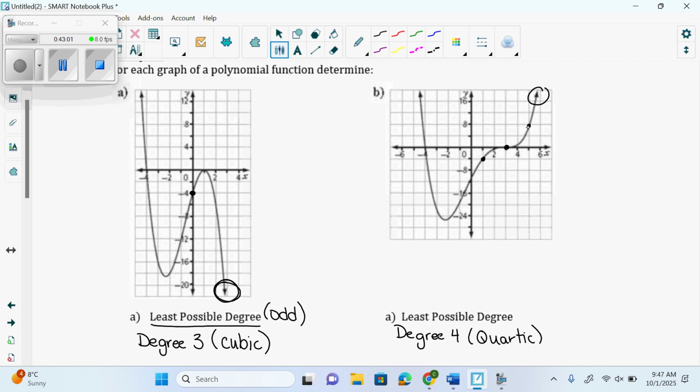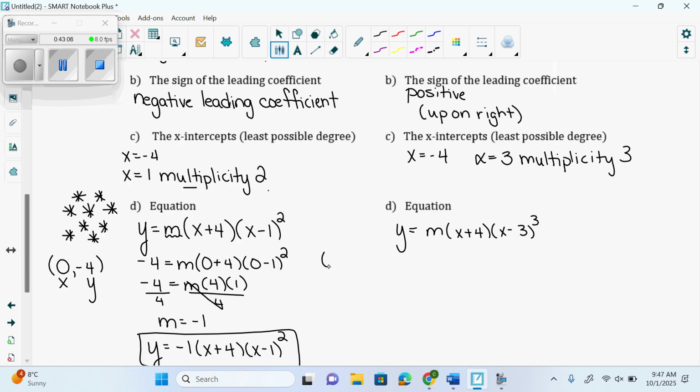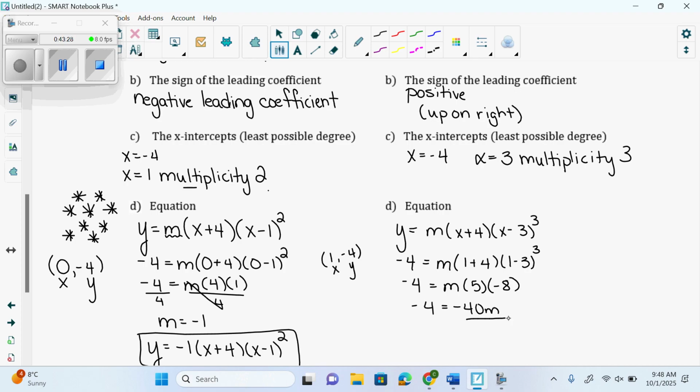I'm going to use 1 and negative 1. So, x, y. Negative 4 equals m times (1 plus 4) times (1 minus 3) cubed. Negative 4 equals m times 5. And then negative 2 cubed is negative 8. Negative 4 equals negative 40m. Divided by negative 40, m equals 1 over 10.